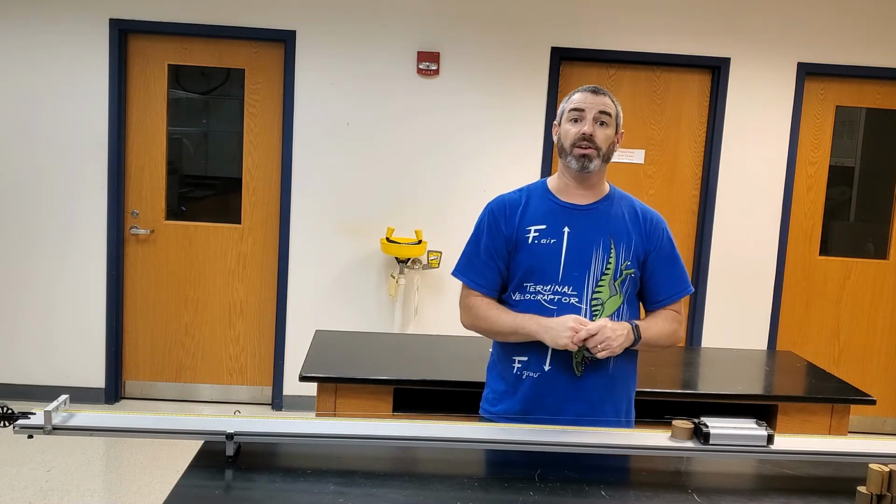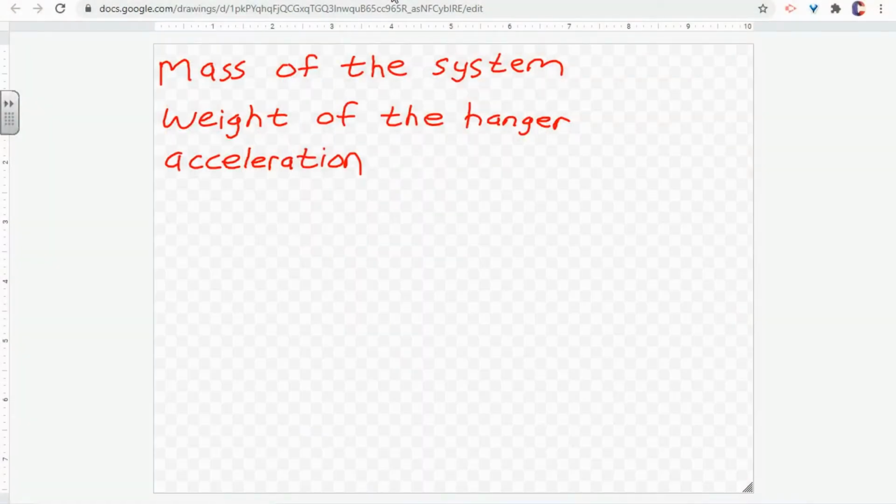So let's go ahead and go to the whiteboard. All right, so here's some of the changes that we can make. The mass of the system, the weight of the hanger, and we can measure or calculate the acceleration. So in this video, we're going to change the weight of the hanger. Now notice I keep saying weight and not mass.